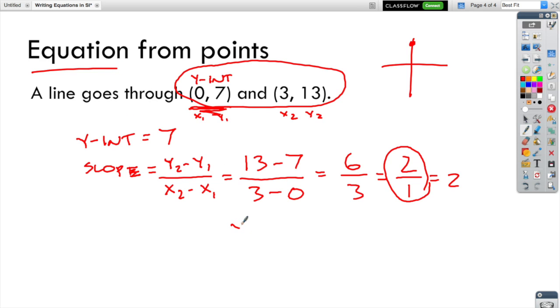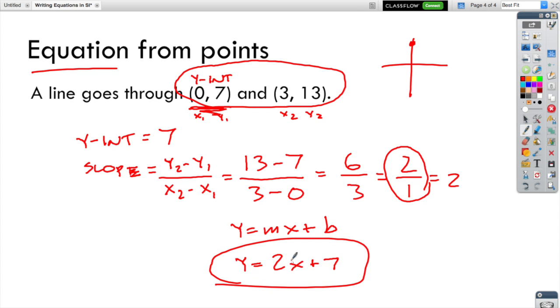So we go to our y equals mx plus b, where m is the slope, which we just figured out is 2 over 1, or just 2. So y equals 2x plus our y-intercept starting point, which was 7. So there's the equation that would go with this scenario. Okay, this line would go through these 2 points.